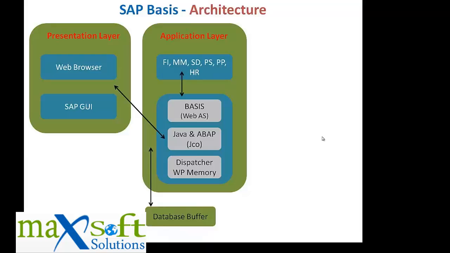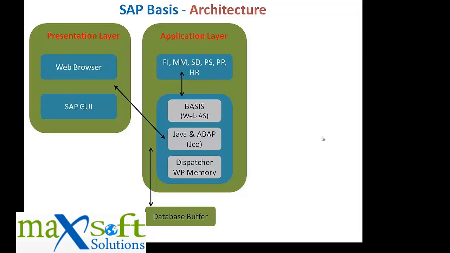Whenever I ask for some information, it can come from the database buffer. Some information is in the shared memory as well, such as user information. If I was logged in before, my user context and the things I was working on before will be in the shared memory. So that information can come from there.